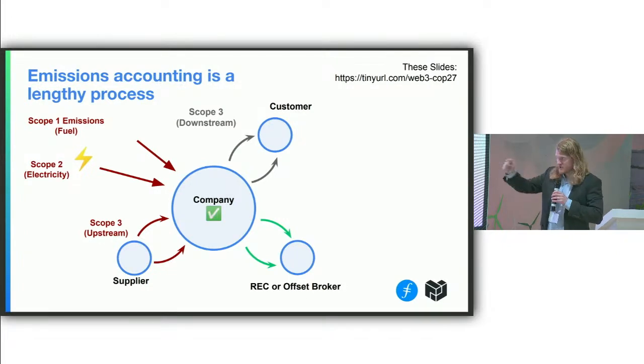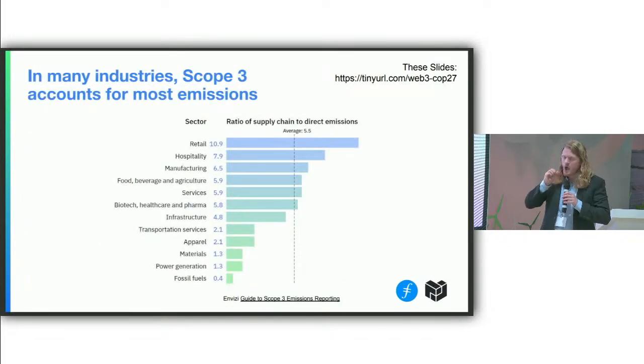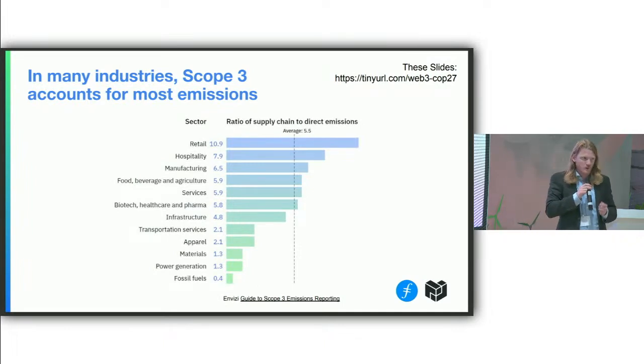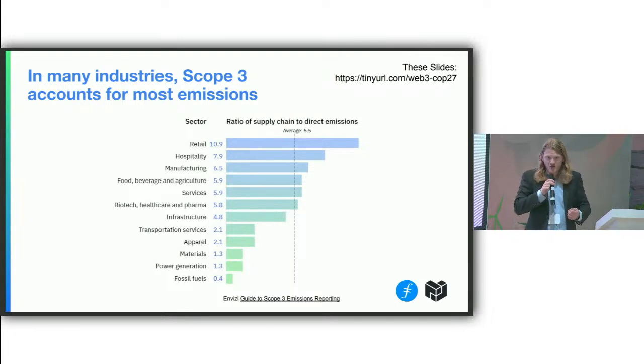And so, yeah, I know what my emissions are. And so the pieces of that that are easy to account for are scope 1 emissions and scope 2 emissions. You know how much fuel you buy, you know how much electricity you consume because it's on a power bill, right?